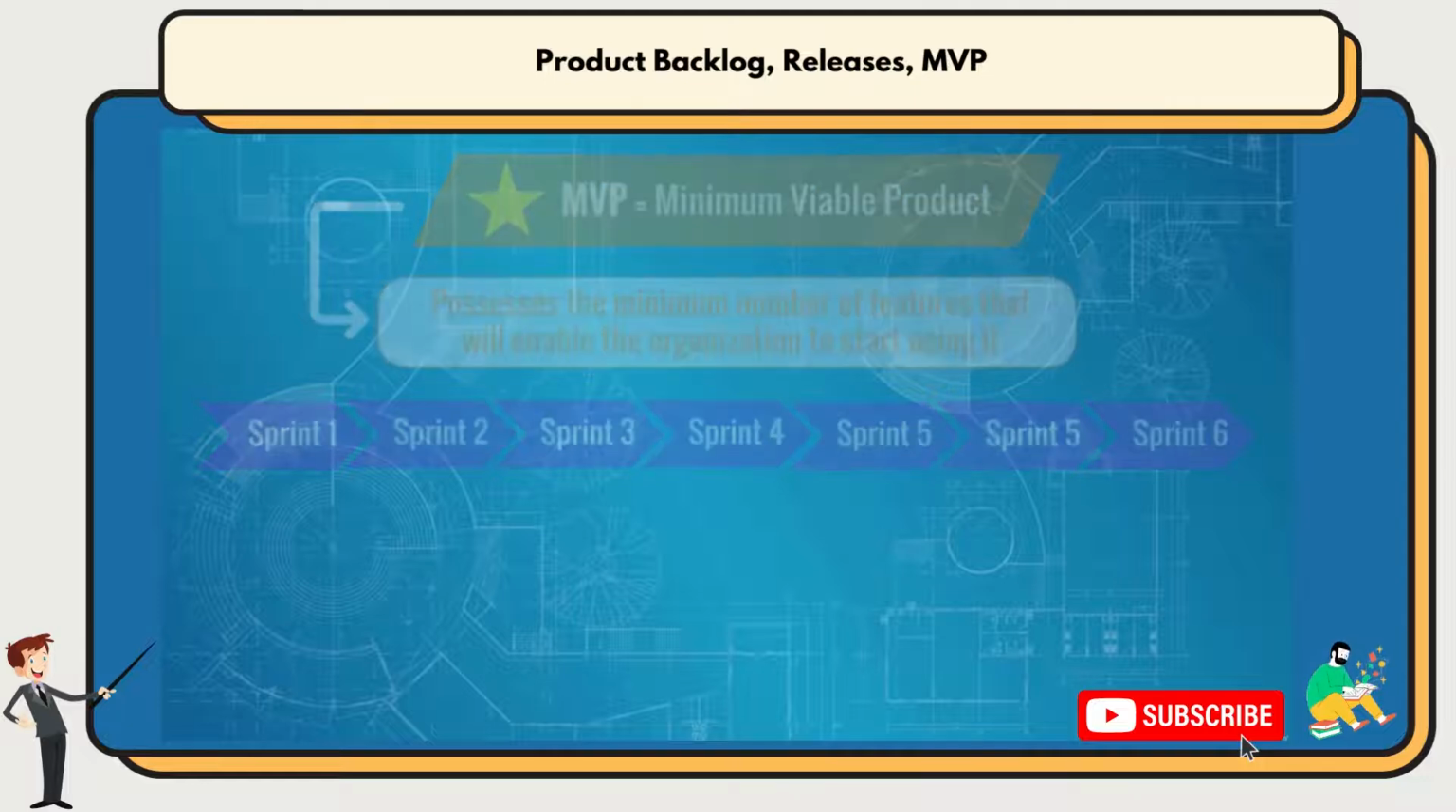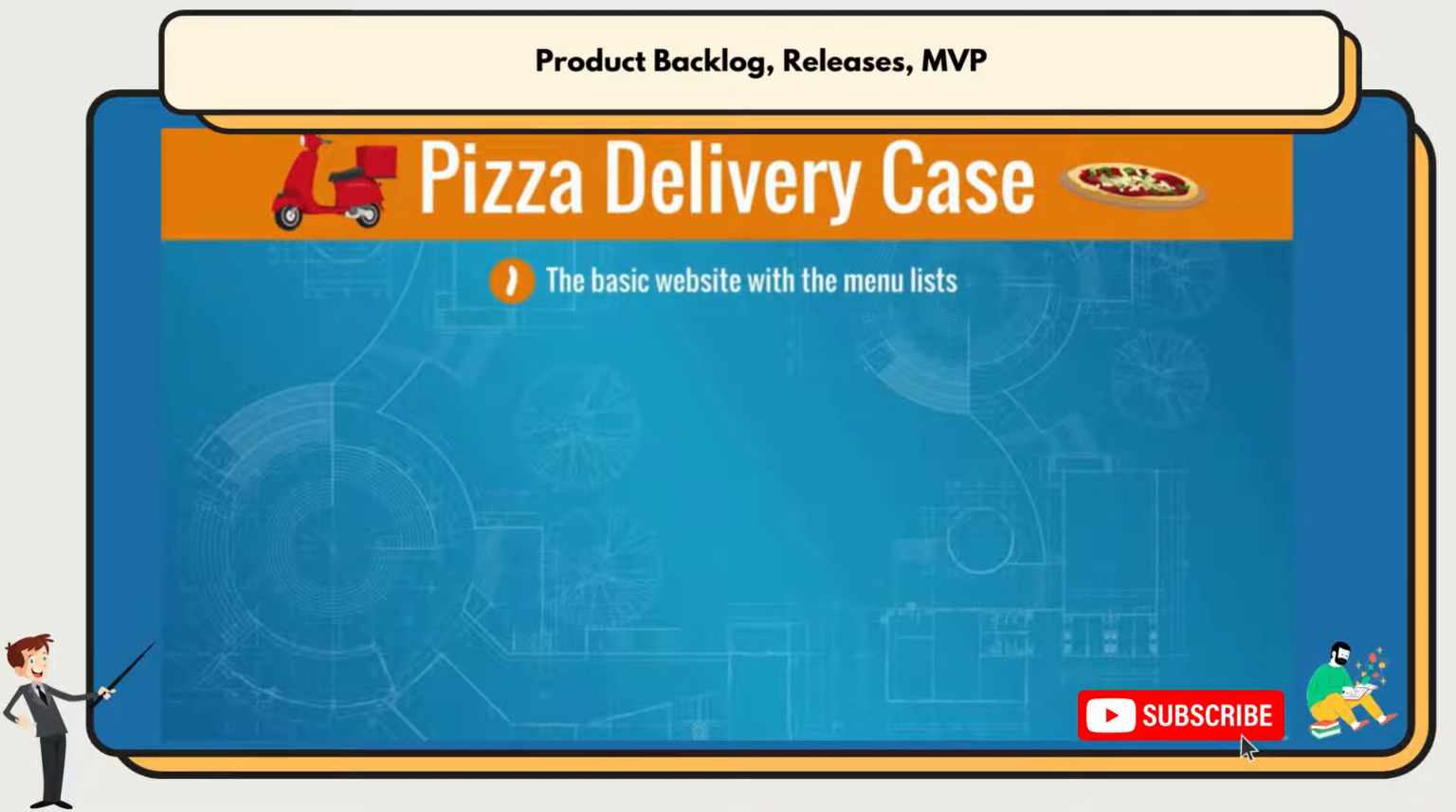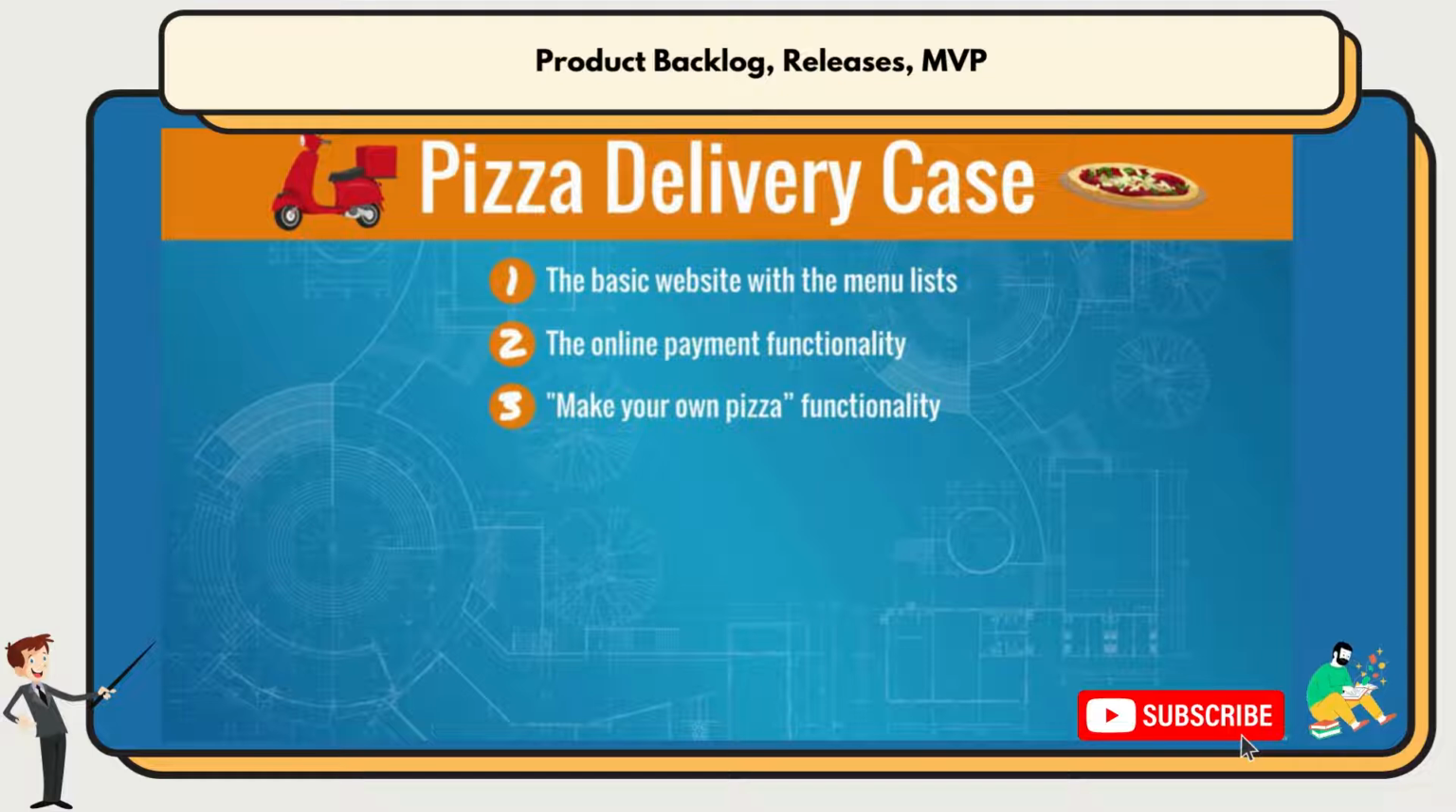Let's give a quick example. Say in our pizza delivery case, we have 3 main epics. 1. The basic website with the menu lists where you can choose a pizza. 2. The online payment functionality where you can pay for the selected pizza and finalize the order. 3. Make your own pizza functionality, with which the customer can select the exact ingredients and order a custom pizza.